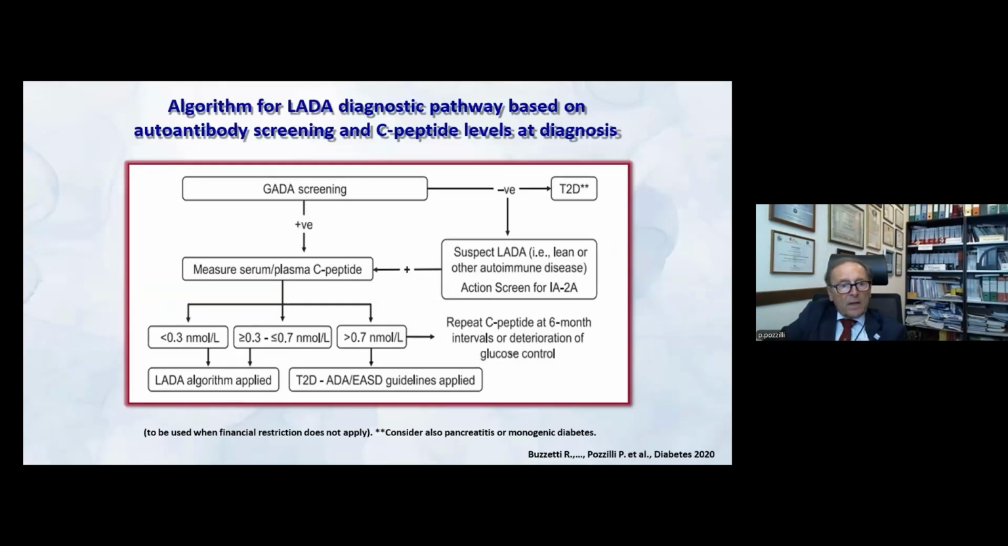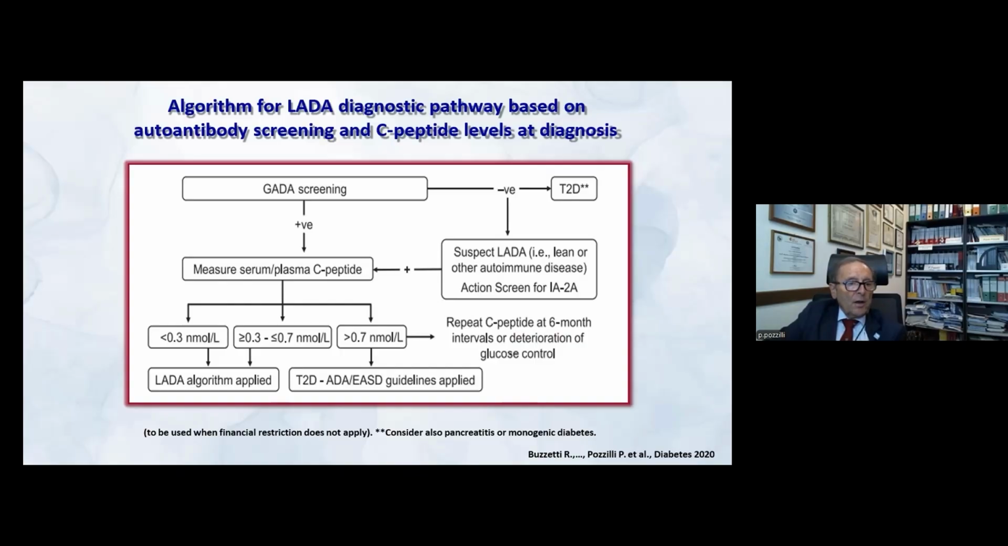And this is what we can do when you think about LADA and the screening for GAD antibodies to detect patients affected by LADA. And if negative, these are type 2 diabetes. And if you suspect that also in this population you have a potential autoimmune response, you have to screen for the specific tyrosine phosphatase antibodies that are more specific for LADA. You measure the serum and plasma C-peptide, and this is a crucial value. If C-peptide is less than 0.3 nanomolar, here you definitely need insulin.